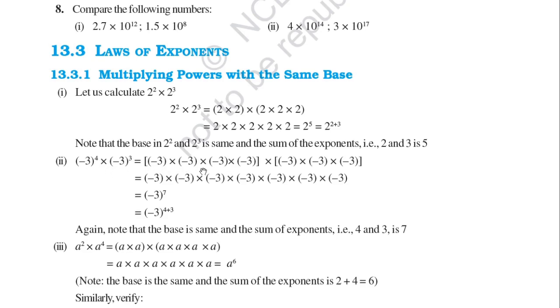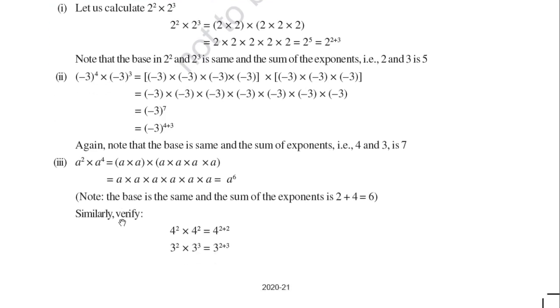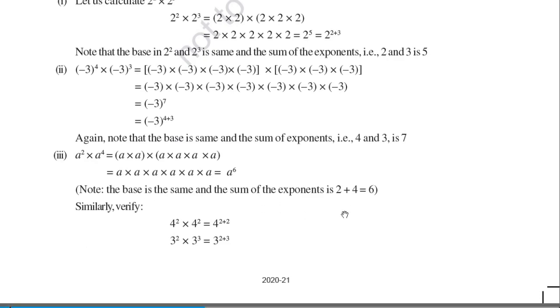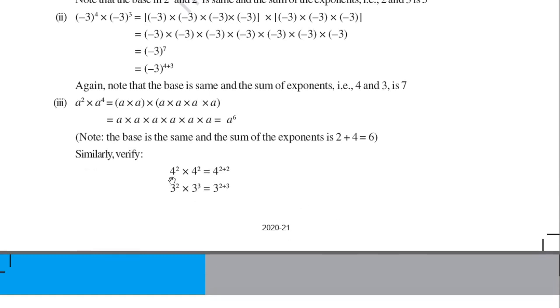So 4 times minus 3 into 3 times minus 3. When you multiply this, the power will be 7, so 7 means 4 plus 3. Here also the base is the same, and the exponents are 2 and 4, so they will be added. So 2 to the power 6. You can do the long method also. The base is the same, and the sum of the exponents is 2 plus 4, that is 6. Verify: here also the bases are the same, 2 plus 2 is 4. Here the bases are the same, 2 plus 3 is 5.